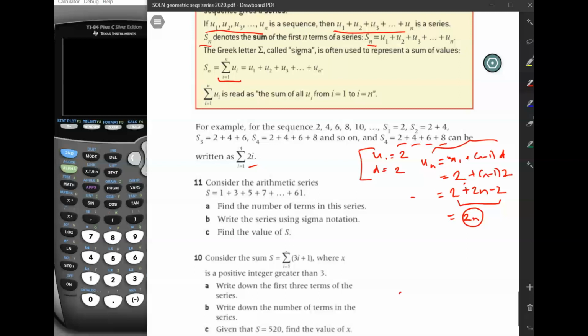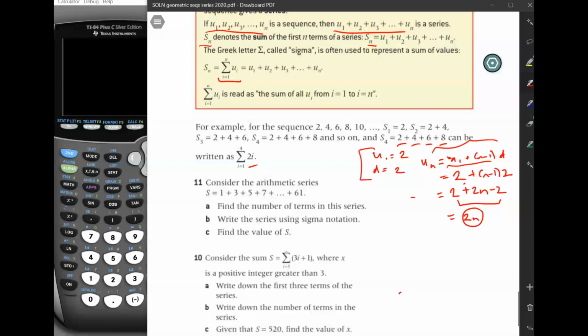Okay, so don't bang your head on it. Just say, oh, it's an arithmetic sequence? Well, I'm going to do what I always do. I'm going to use U1 plus n minus 1 times d. Geometric sequence, I'm always going to use U1 times r to the n minus 1. Okay? All right. Let's go look at number 11.